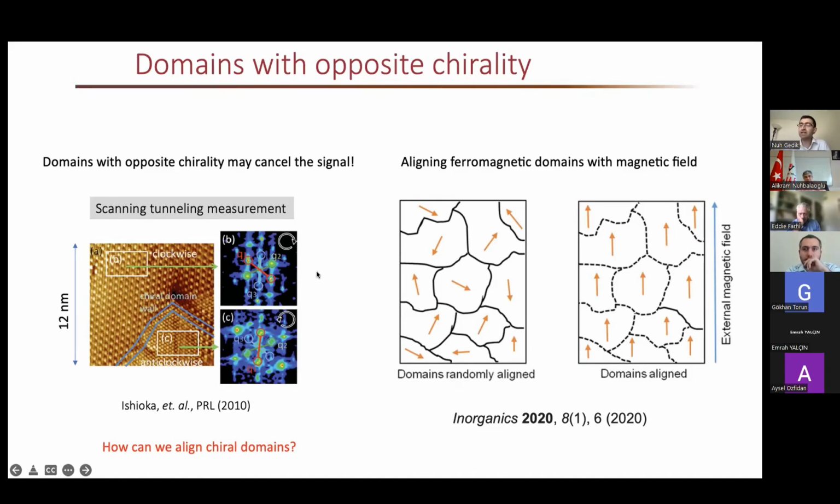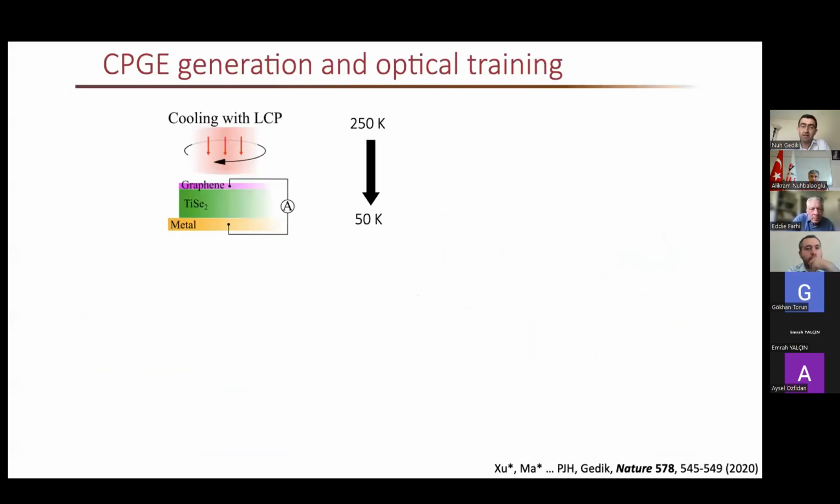So we had this crazy idea to actually align these domains with the light itself. So we did the following experiment. We cooled the material in the presence of light. We first put in left circular polarized light at 250 Kelvin. And while we are cooling the material, we keep the light on. And then when we get to 50 Kelvin, we turn off this light, okay? And then redo the experiment.